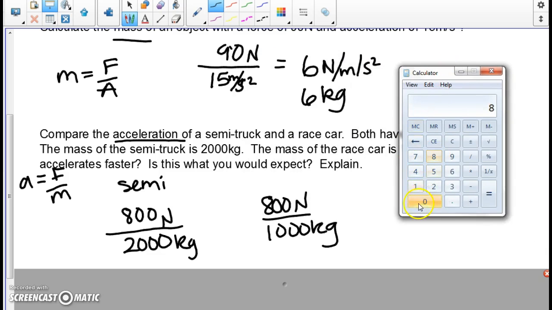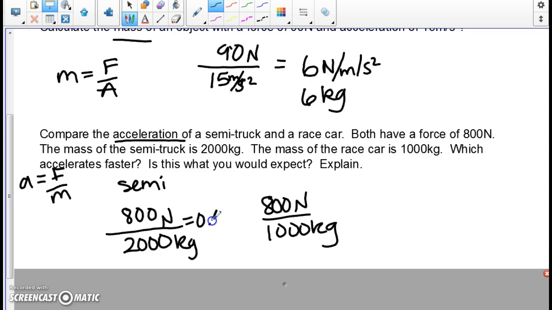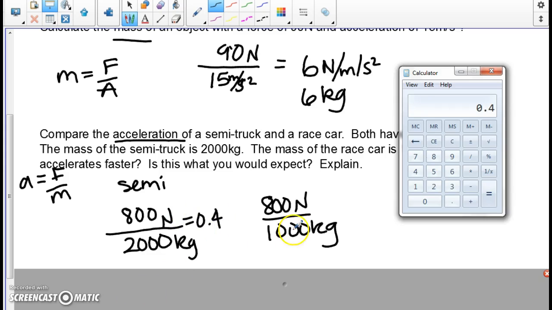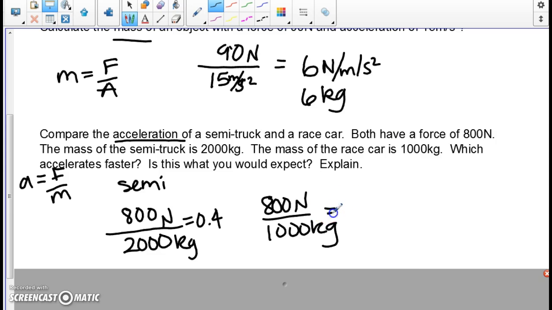So 800, I type it in top to bottom, divided by 2,000. Oops. You have to make sure you type it in correctly. Try this one more time. There we go. 0.4. And now, what do we think it's going to be if I only have 1,000 kilograms? Is that number going to go up, or is that number going to go down? It went up.